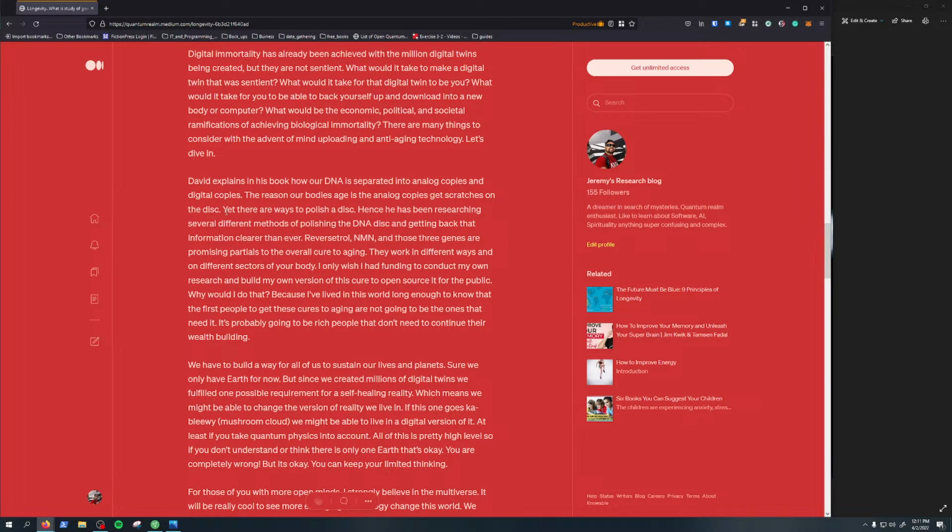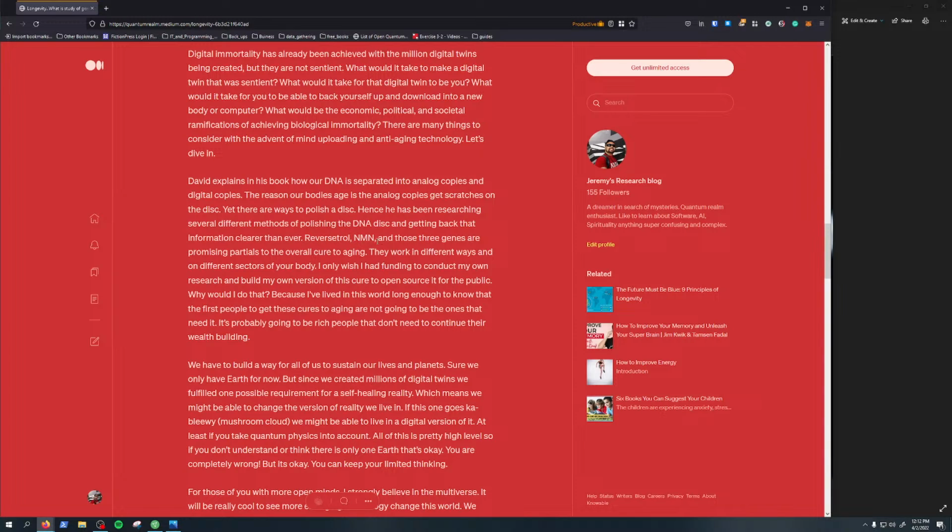you're probably really young. Basically, they used to store information on discs or CDs, and these CDs would get scratches on them, so that you wouldn't be able to read the information as well. But then they found ways of polishing the disc so that you could get the information back. That's what a disc is. Hence, he's been researching several different methods of polishing the DNA disc and getting back that information clearer than ever.